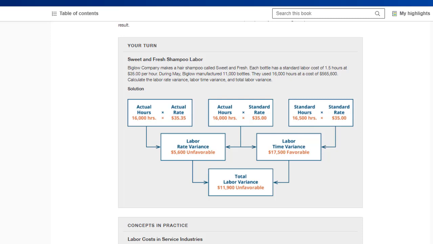So if you overspent or underspent your original budget in total, you want to compute the numbers in that middle row of boxes to try to figure out how much of that difference is due to a variance in the number of hours used, and how much alternatively was due to the rate per hour that I spent. Hope you found this helpful.